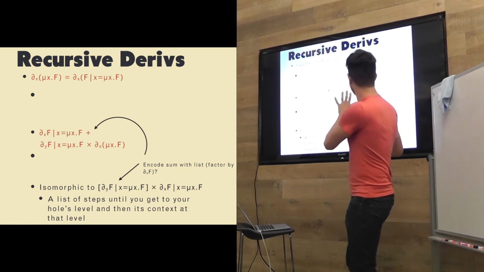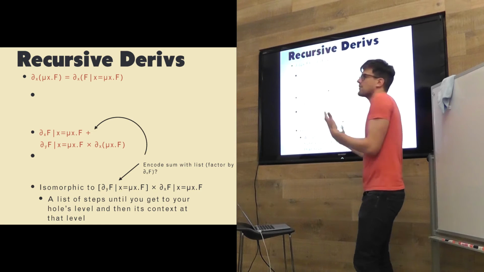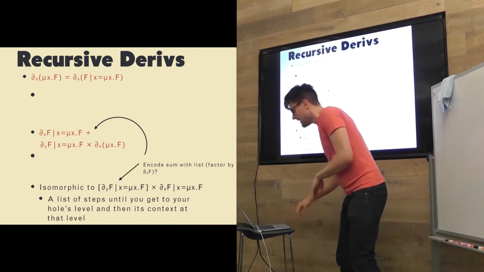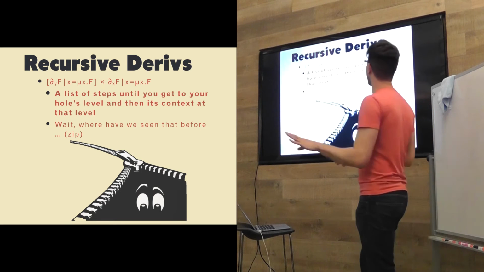I may have this little aside where we kind of are encoding a sum with a list. Are we factoring by something? No, let's not even get into that, because it's probably wrong, right?